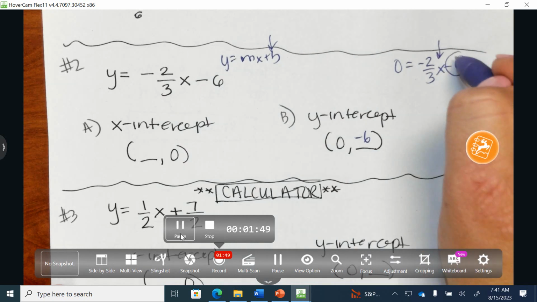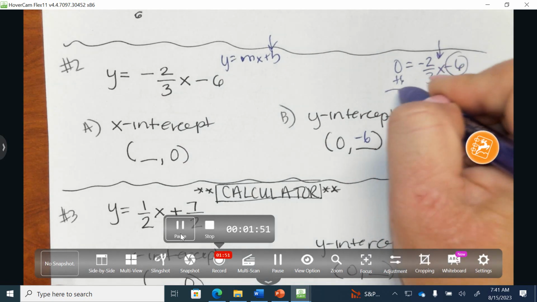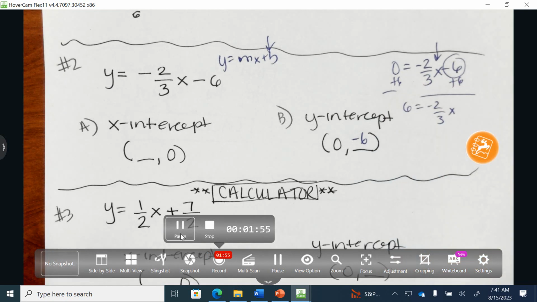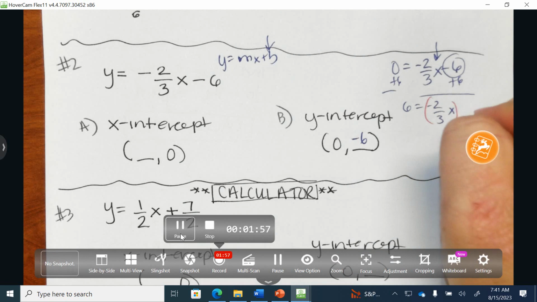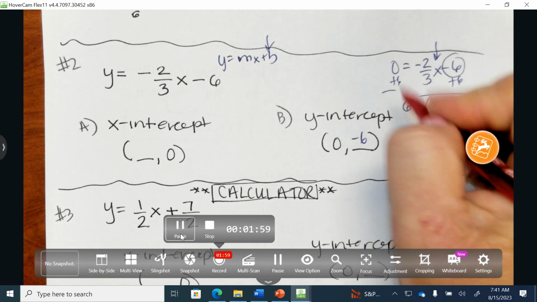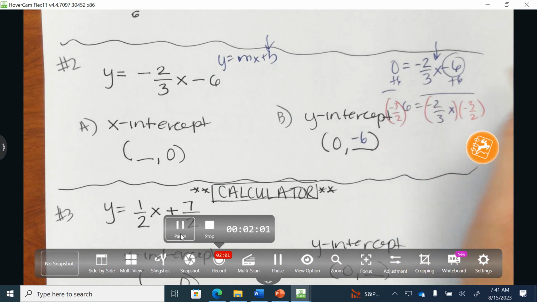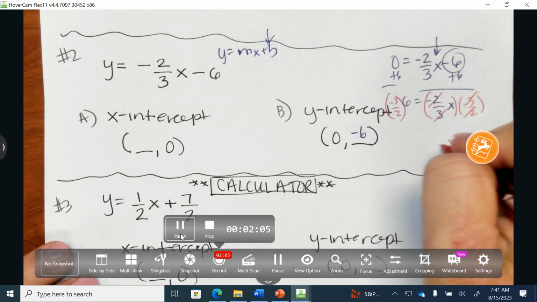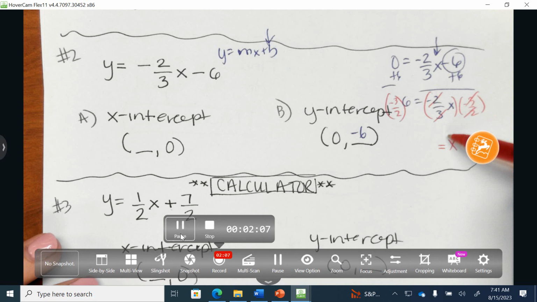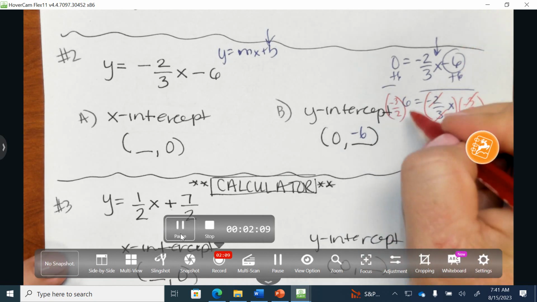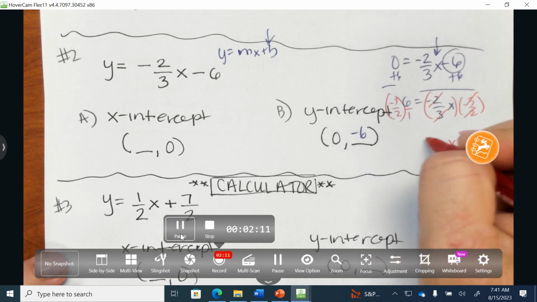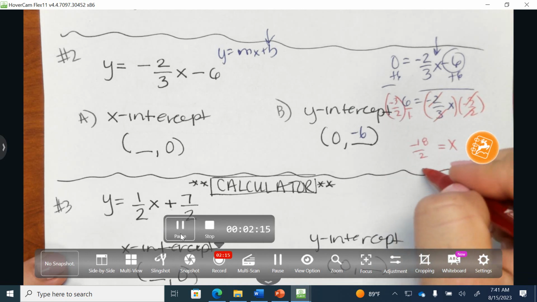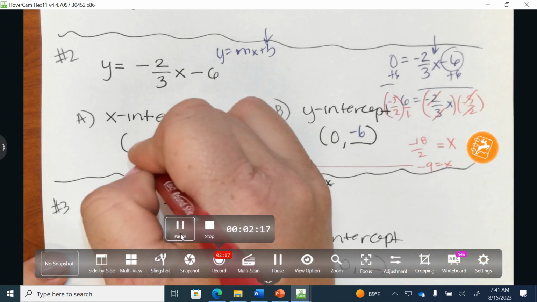Now, how do you isolate the x? I'm going to first move 6 to the opposite side by adding. 0 plus 6 is 6. How do you remove a negative 2/3 so that x is isolated? I'm going to multiply by the reciprocal, which is negative 3/2, negative 3/2. So the 2's and the 3's in your mind, you may say cancel. Realistically, they simplify to 1, and you're only left with x. On the left-hand side, negative 3 times 6 is negative 18. 2 times 1 is 2, and this reduces down to negative 9.